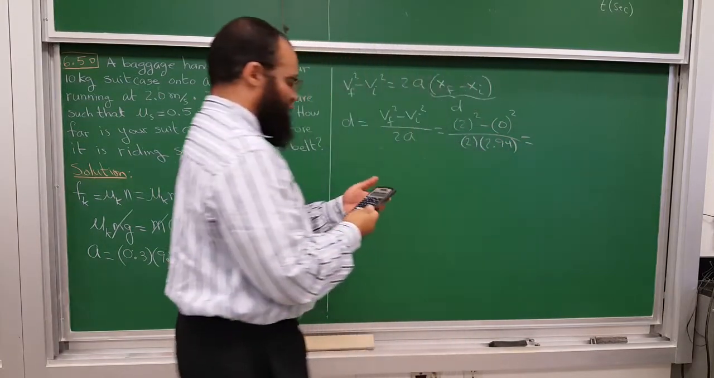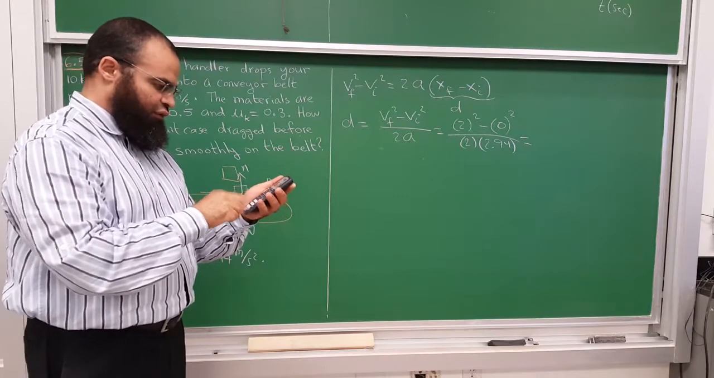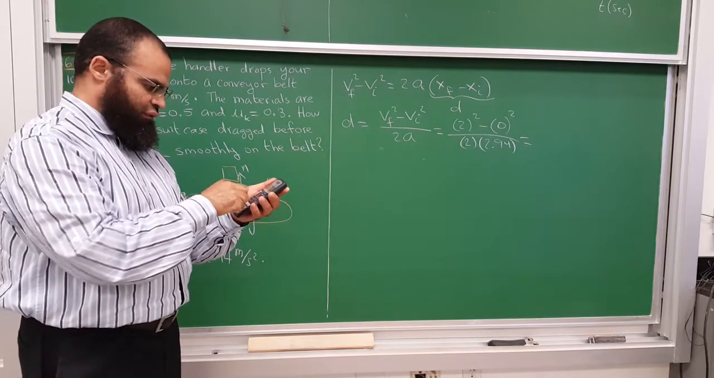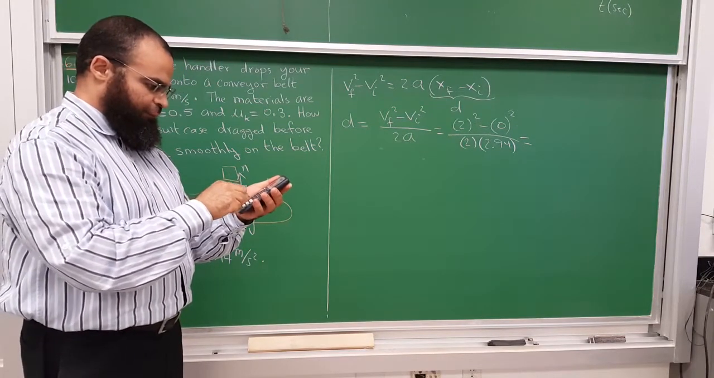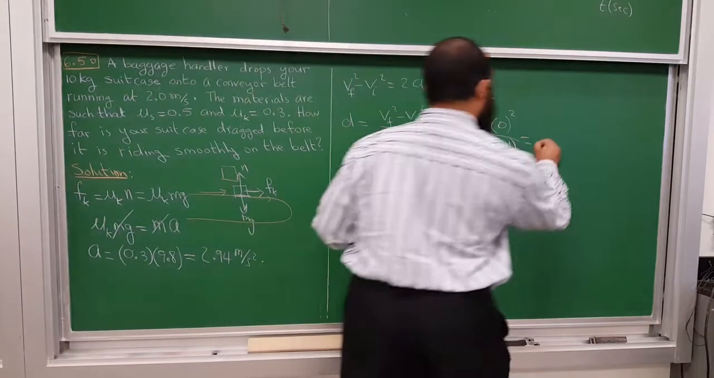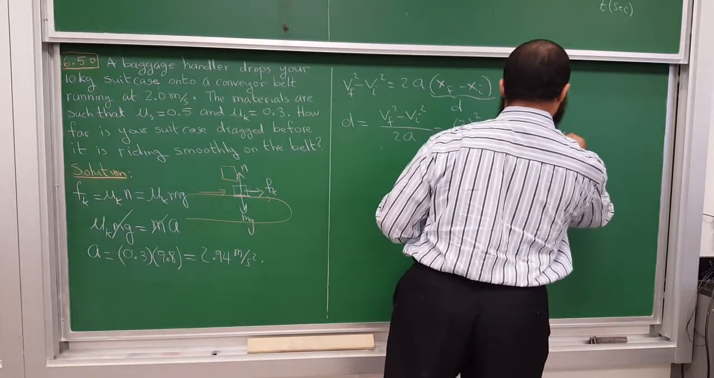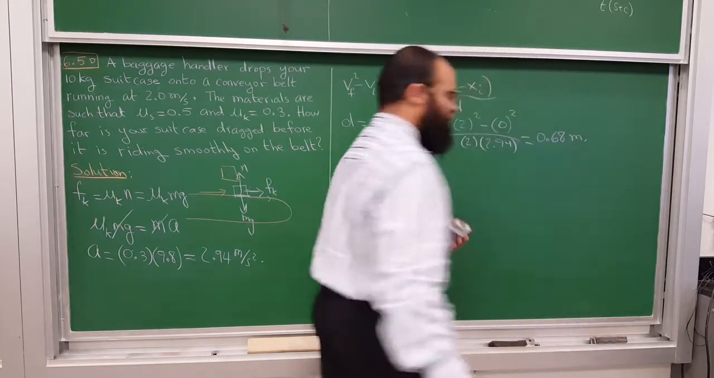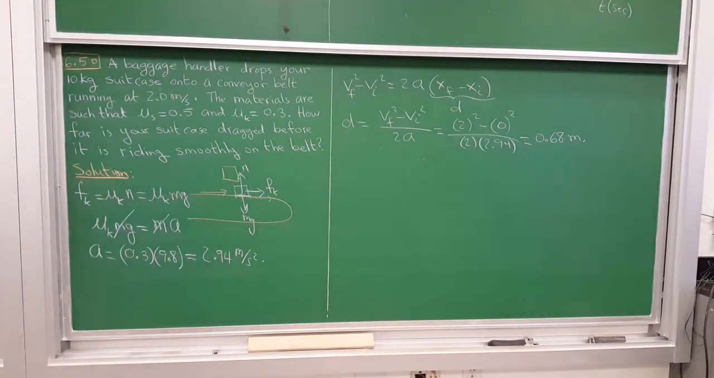And so we get what? Times 2. I get 0.68. 0.68 meters before it comes to rest. Let me just double check my numbers. Yes, that is correct. 0.68. Okay.